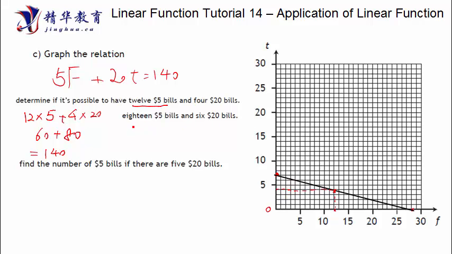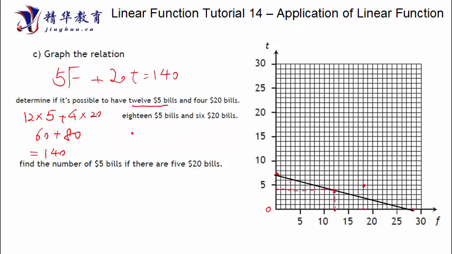Now they're asking, is it possible to have 18 $5 bills and 6 $20 bills? We got 18 here, and then 6 here. If we do the same thing to here and 18, we got this point. Obviously, this point is not on our line. That means this point does not fit our relationship, so it's not making our function satisfied.